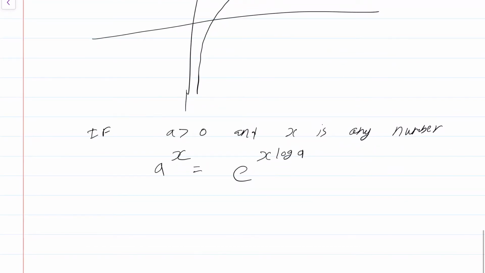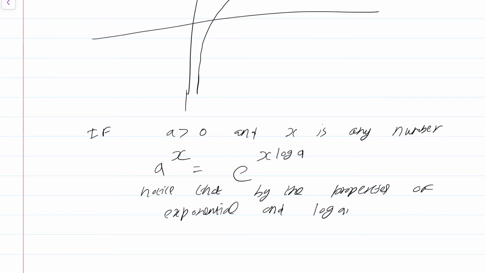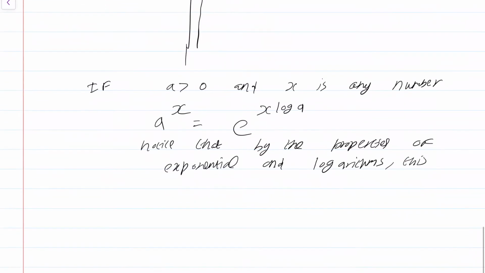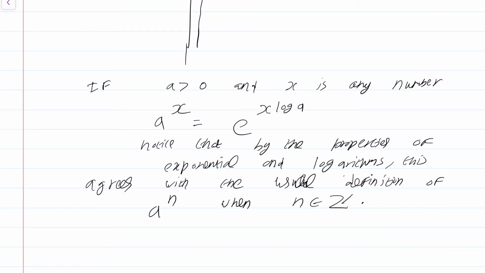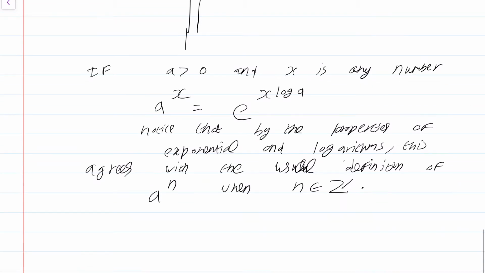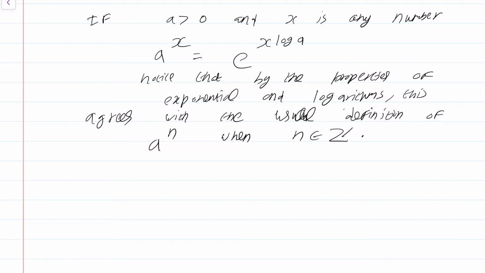Now, notice that by the properties of exponential and logarithms, this agrees with the usual definition of a power n when n is coming from the integers. So this is not something entirely pulled out of the air. This is a sensible definition. I'm going to just prove one property of the logarithms that is really nice.